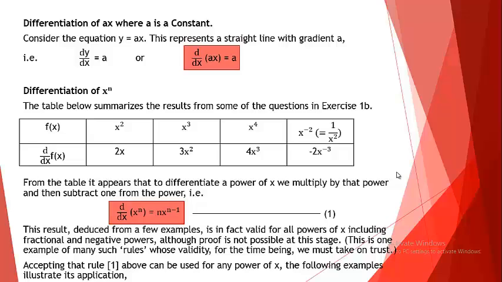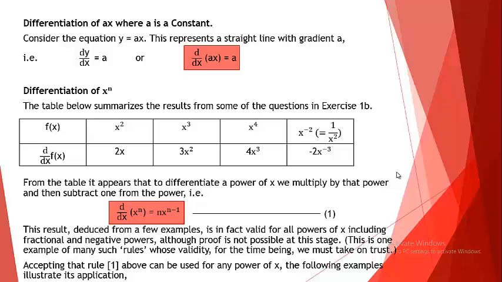The table below summarizes the results for some of the questions in exercise 1B, which we had in our differentiation part 1 tutorial. So if you look at the table, f of x and the derivative of f of x with respect to x is given. x squared would give us 2x, x cubed would give us 3x squared, x to the power 4 gives us 4x cubed, and x to the power negative 2, which equals 1 over x squared, gives negative 2x to the power negative 3. From the table, it appears that to differentiate a power of x, we multiply by the power and then subtract 1 from the power.